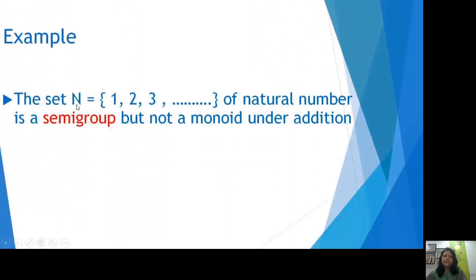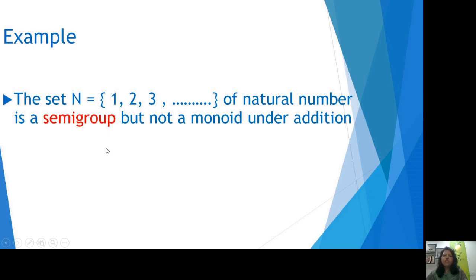So if we take the set of natural numbers, then the set of natural numbers is a semi-group but not a monoid. What is a monoid? We will see. But it is not a semi-group. Sorry, it is a semi-group. How? Because of the first property, closure property, we have seen this example previously. So closure property and associative property are satisfied by the set of natural numbers, and hence it is a semi-group.